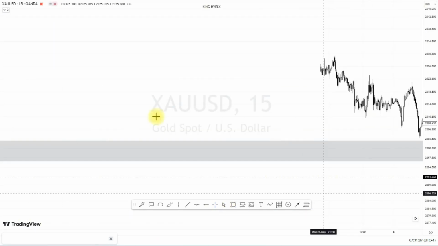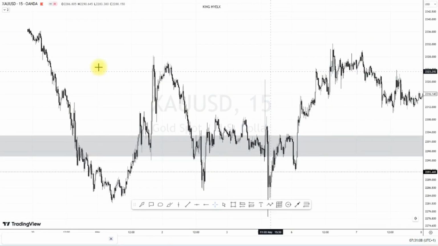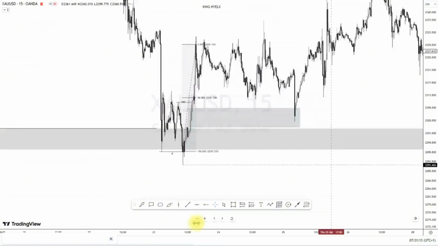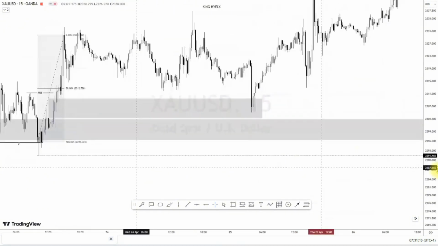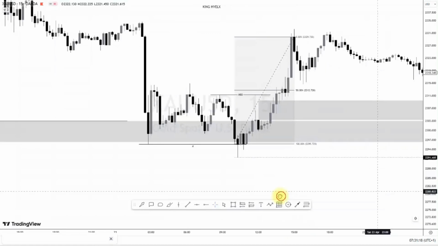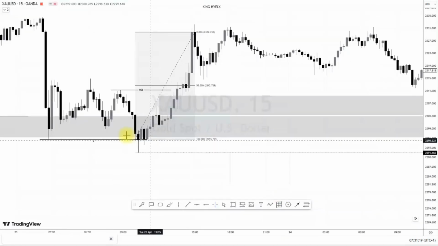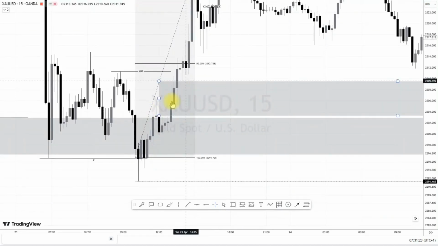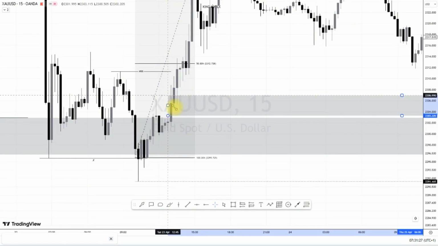So let's see if we can further refine this trade on the 15 minutes time frame. Alright, so on the 15 minutes time frame, our fib remains in the same place, but we can now see that this 1 hour order block has been further refined to this point. That's why we want to refine on the 15 minutes time frame.